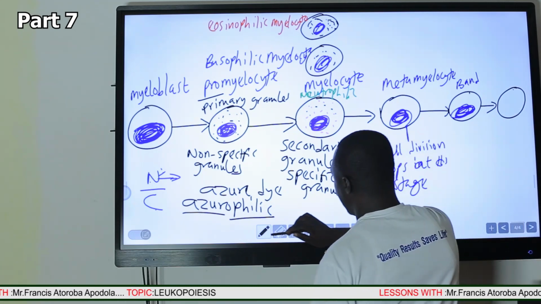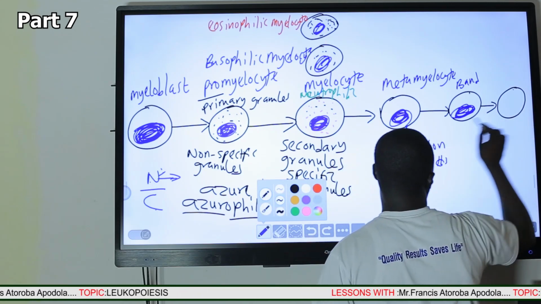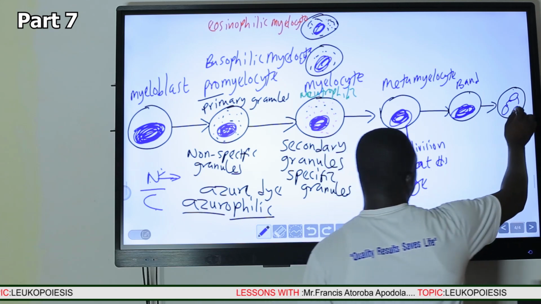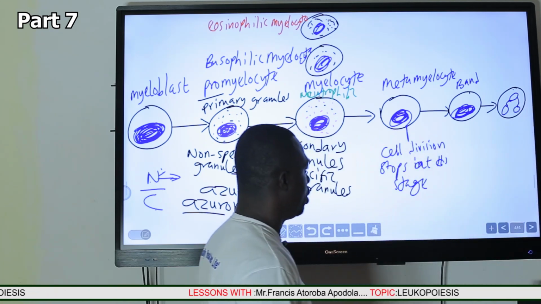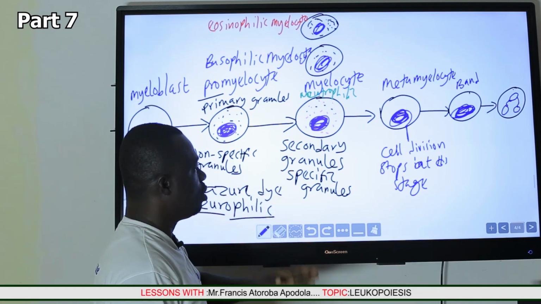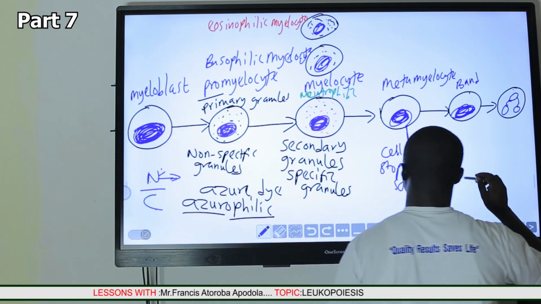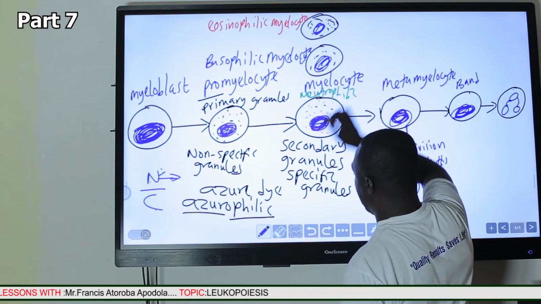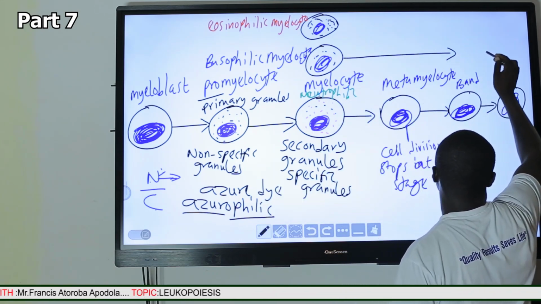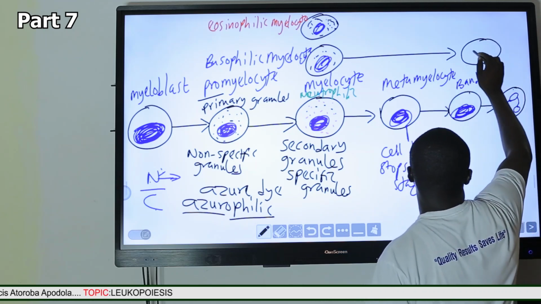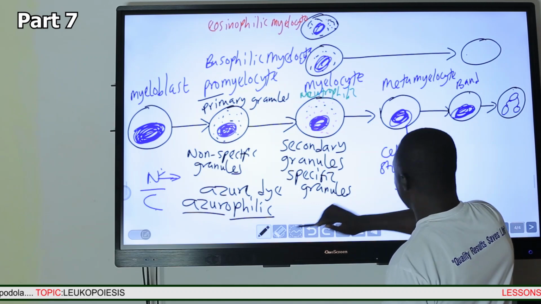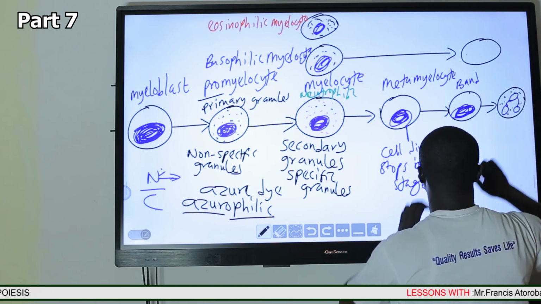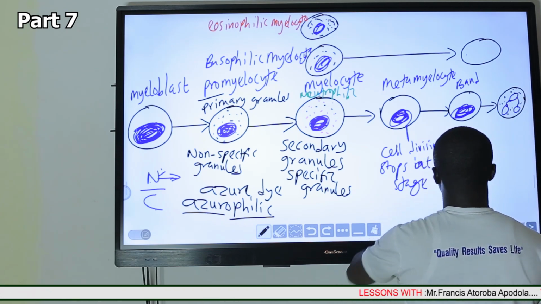So we'll have a segmented neutrophil, or neutrophil with what? Lobes. Technically, neutrophil has 3 to 5 lobes. Some books indicate 2 to 5 lobes. The neutrophil, the terminally differentiated cell, has granules, and these granules are lilac. They are not prominent.